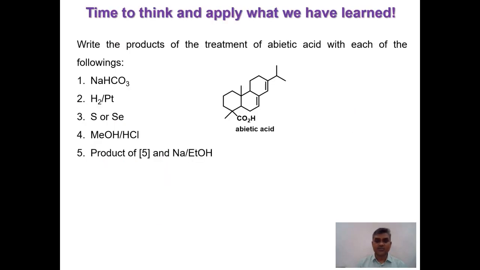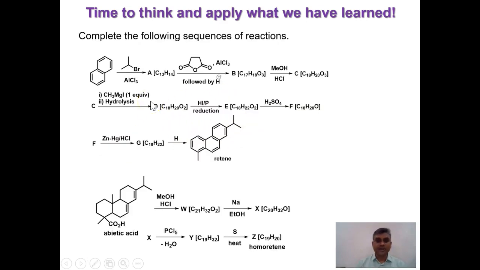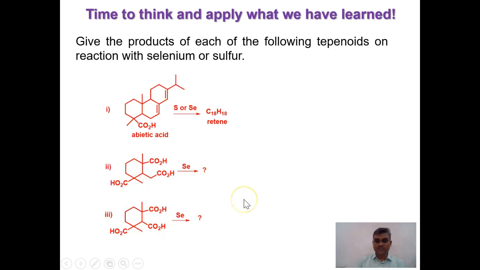Now it's time to check our concepts, how much we have progressed from the examination point of view. So this is a problem the student should undertake. What are the products of abietic acid with each of the following reagents? This we have already discussed in the previous slides. Another one is about the synthesis of the retene molecule. So this is a sequence mentioned here and the molecular formula of the intermediate products is also shown. So students can also get certain help to reach the answer of this problem. Similarly, in the homoretene formation here, the Wagner-Meerwein rearrangement is involved. So students should undertake this reaction sequence also.